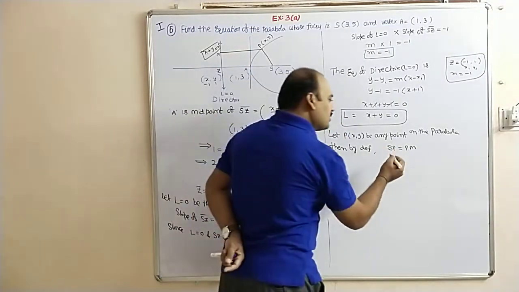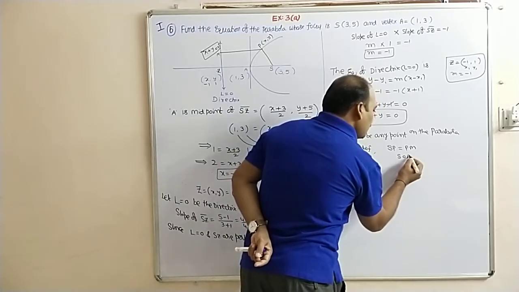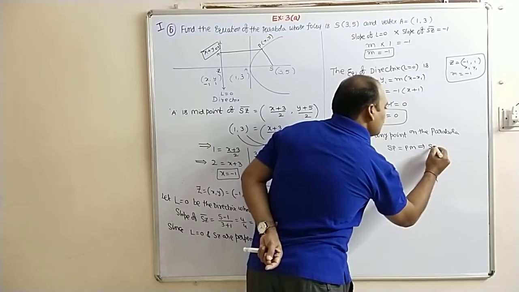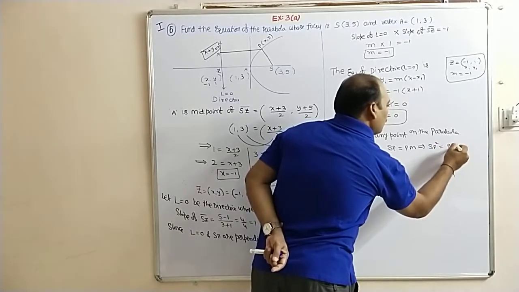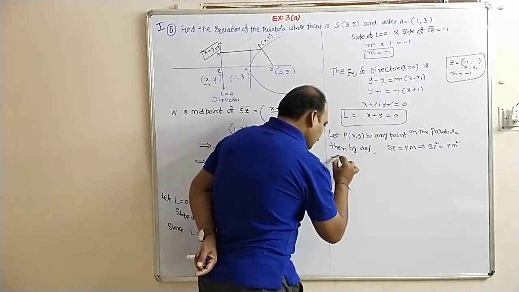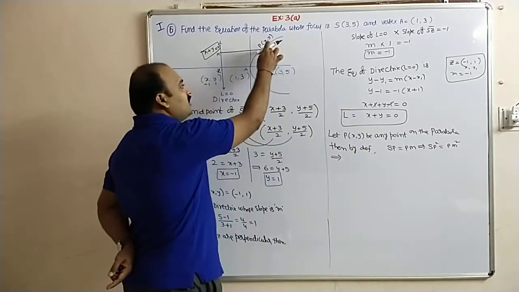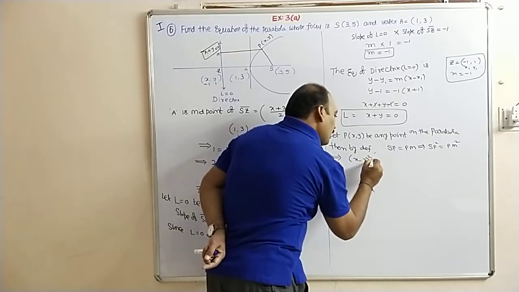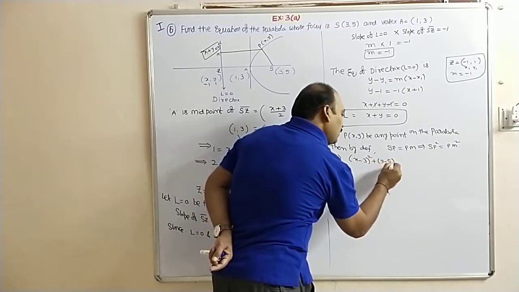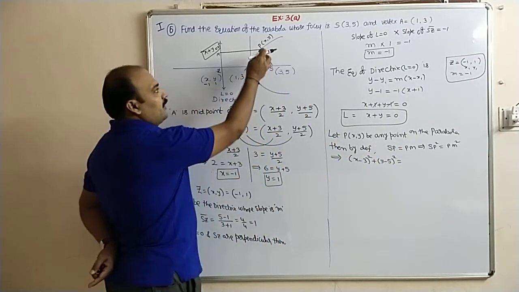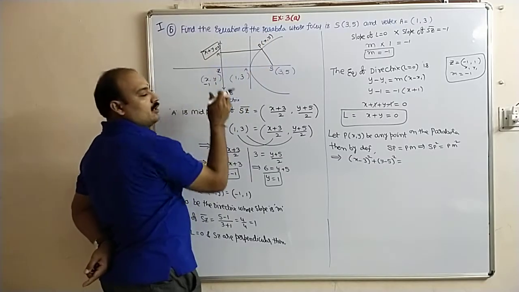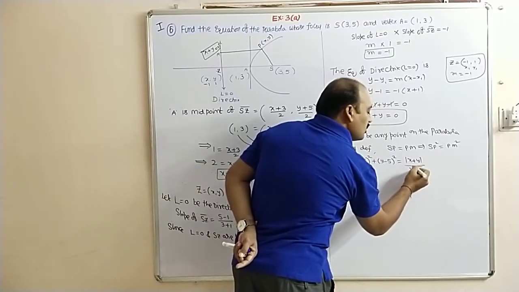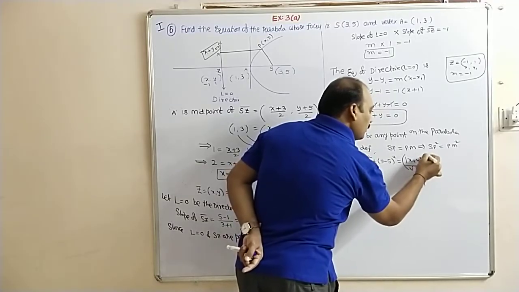So squaring on both sides also you should do. Otherwise, direct step you can write it now. SP square equal to PM square. That implies SP square, distance between these two square. So x minus 3 whole square plus y minus 5 whole square equal to PM, which means perpendicular distance from x comma y to this line. So mod x plus y divided by root of 1 square plus 1 square is 2, whole square.